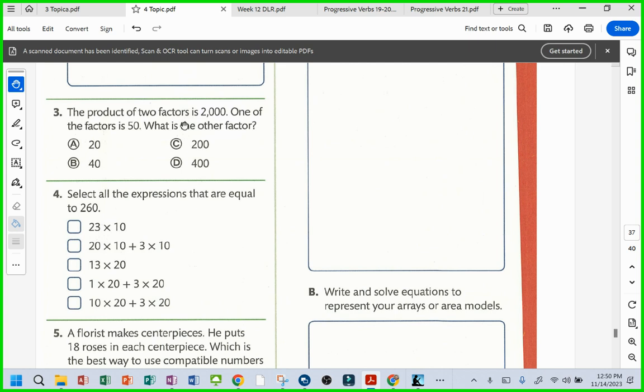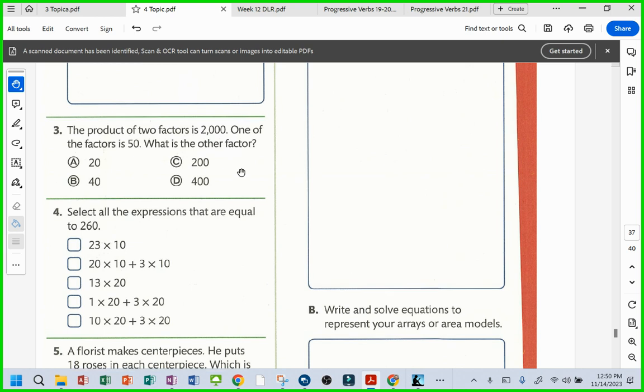The product of two factors is 2,000. One of the factors is 50. What is the other factor? So 50 times what equals 2,000? Okay, essentially what you're doing there is dividing. That's what we just did, right? Okay.